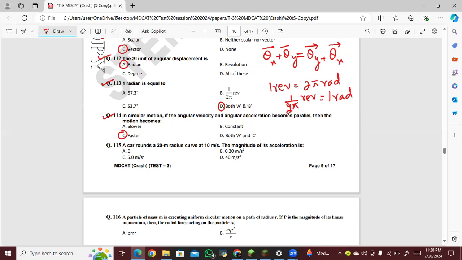115. A car rounds a 20-meter radius curve at 10 meters per second. The magnitude of its acceleration. So centripetal acceleration is being asked. It is v square upon r. This is the formula of centripetal acceleration. So 10 square divided by 20, so it's 100 by 20. That is 5. So answer is C.